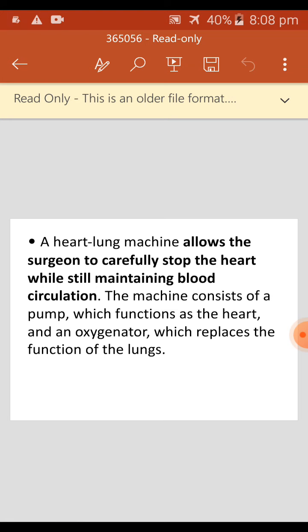The machine consists of a pump which functions as the heart and an oxygenator which replaces the function of the lungs. Then an adequate perfusion pressure. The perfusion pressure range is 50 to 90 mmHg. It must also ensure sufficient oxygenation, elimination of CO2 and control of the blood temperature.